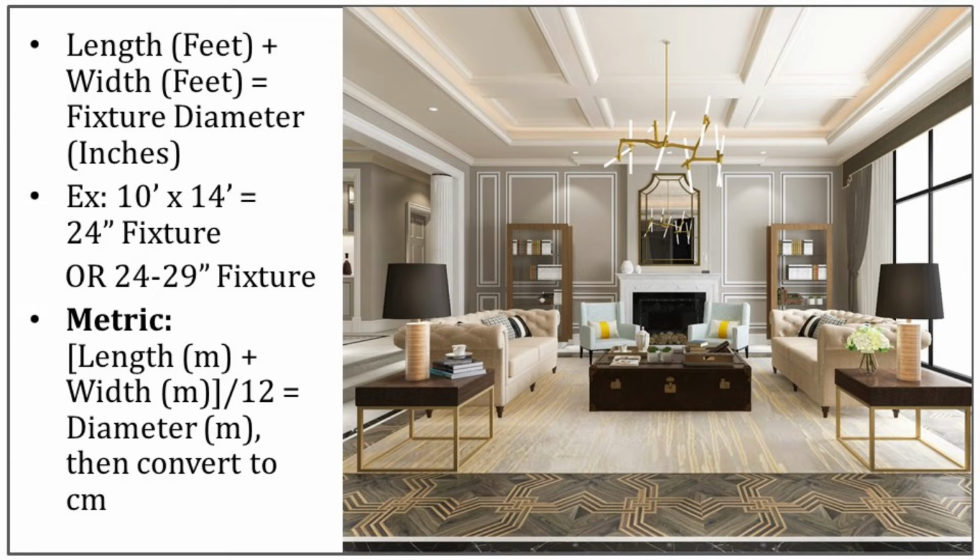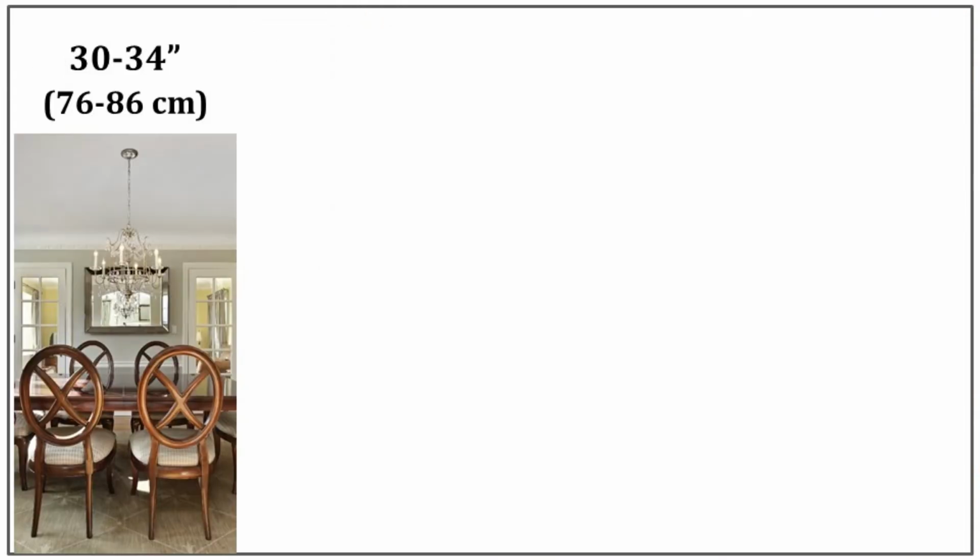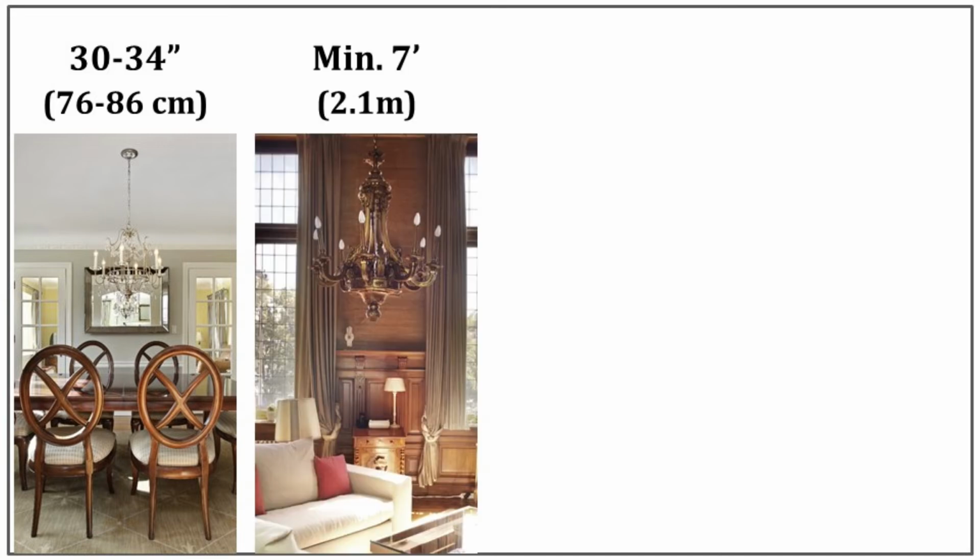In terms of how high to hang chandeliers and pendants, for fixtures that are going to hang over a table or a desk, hang it roughly 30 to 34 inches or 76 to 86 centimeters over the table or desk. For a chandelier that is going to hang in the middle of the room, the bottom of the fixture should hang no lower than 7 feet or 2.1 meters from the finished floor for adequate walking clearance.